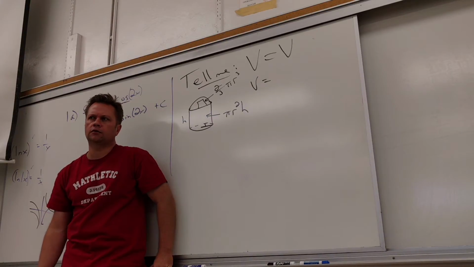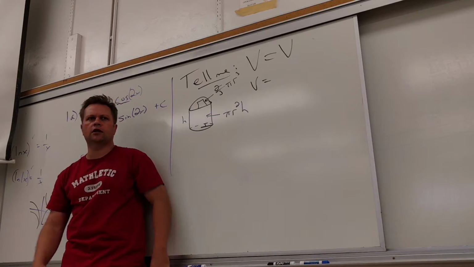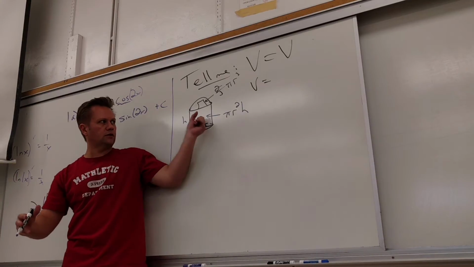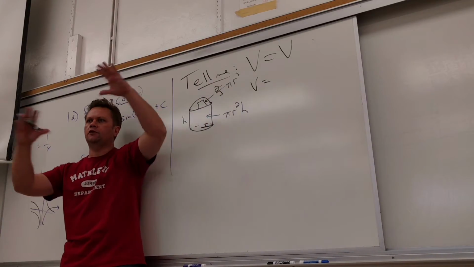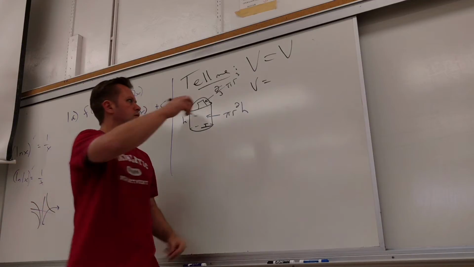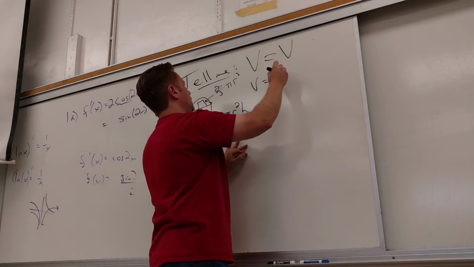You guys with me so far? Alright, so to put together the complete volume I'm working with, it's the cylinder volume plus the hemisphere volume. Right? So my volume, which is V, is 2.